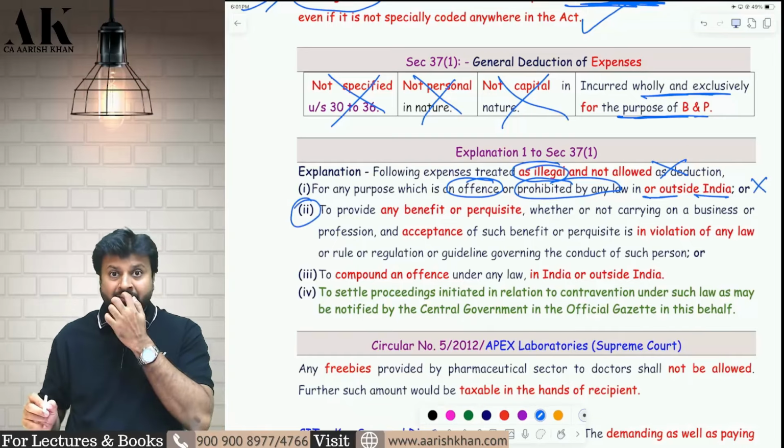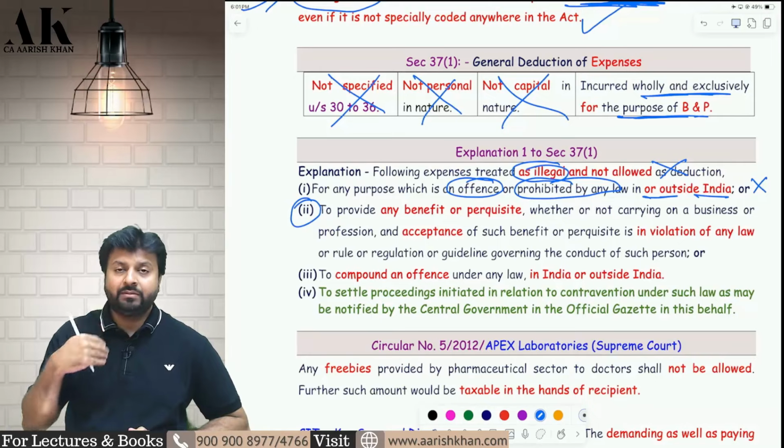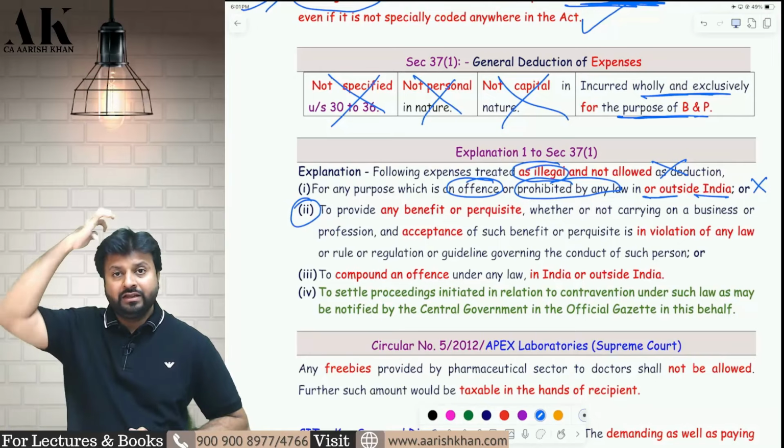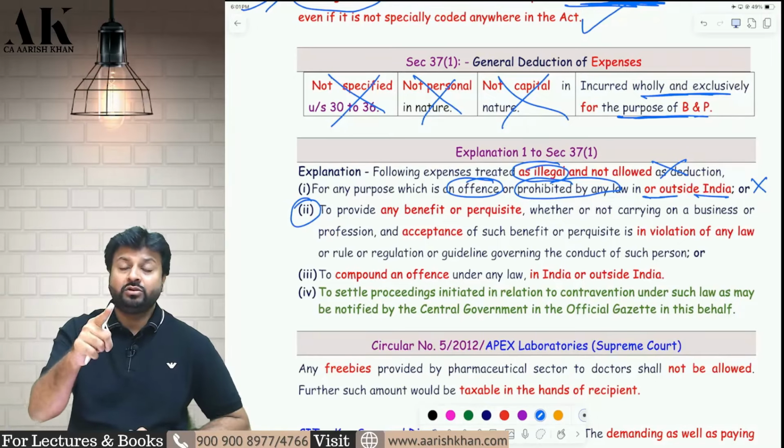Second point has come for doctors and pharmaceutical companies. If I am a pharma company and you are a doctor, and if I am giving you freebies and telling you please sell my medicine only, don't sell others' medicine, then it is bad in law.